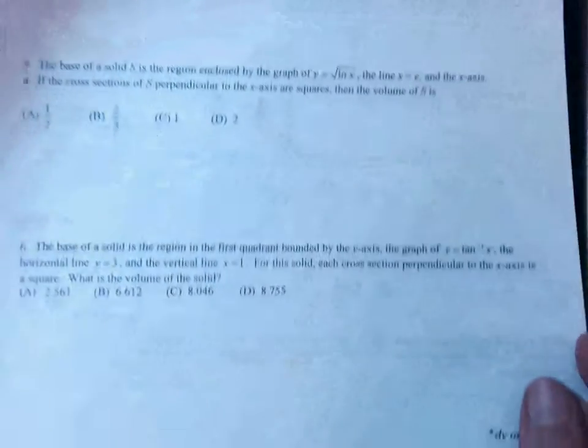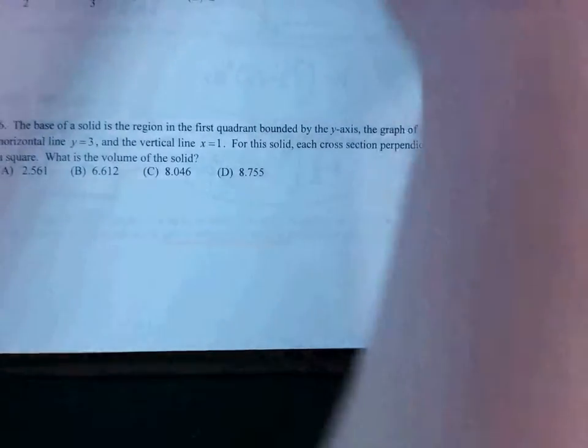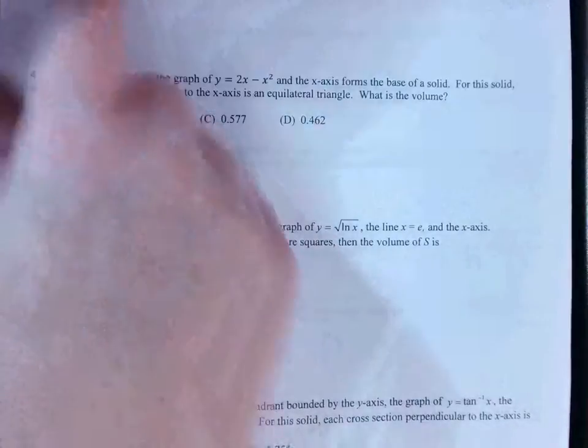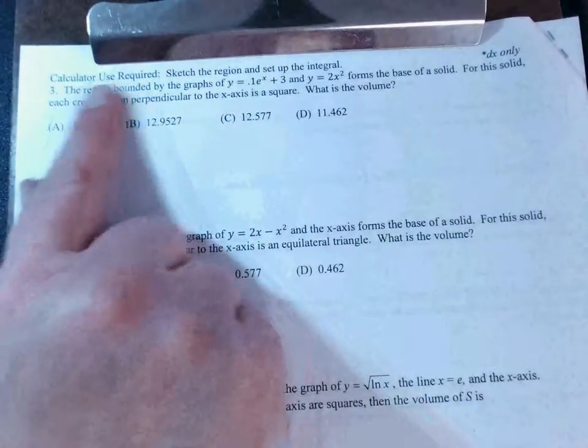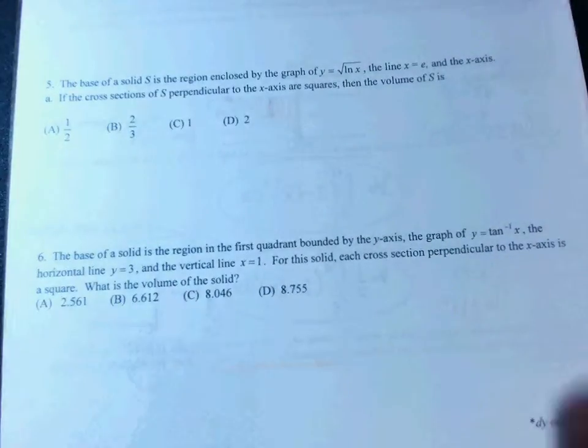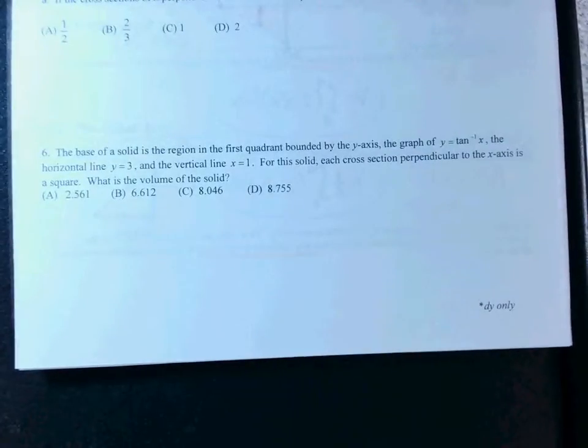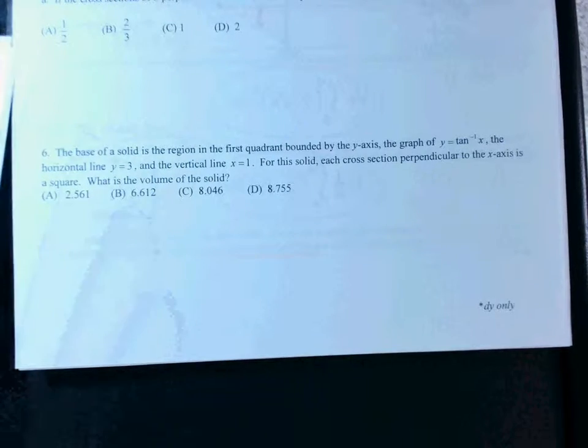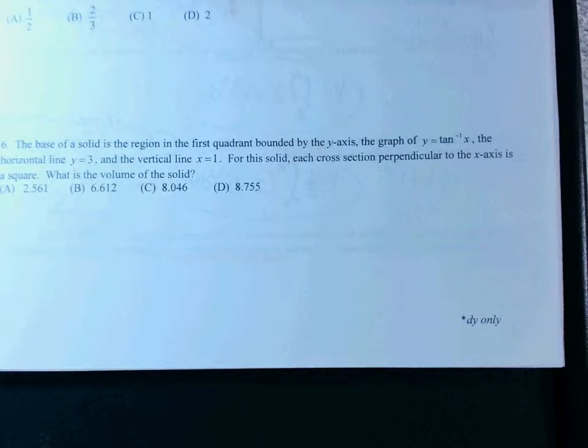Let's do number 6. Okay, so first thing I want to point out to you is that your calculator is required. It says that up here at the top. So make sure that when you're sketching these regions and stuff, you should be using your calculator to do that. So I'm going to go into my calculator. I'm going to type in the 2 equations. Go ahead and do that for me now.